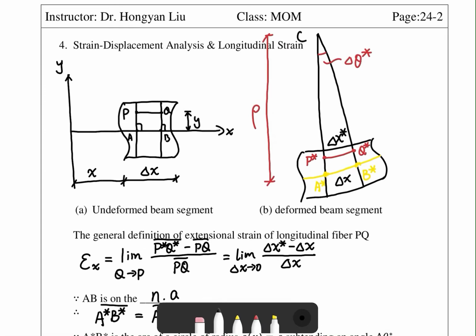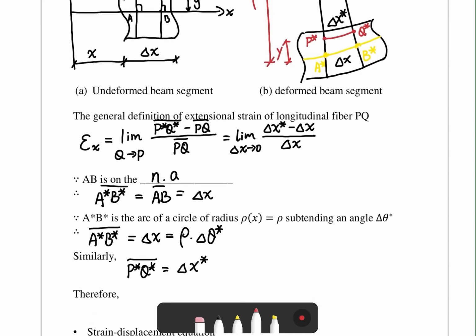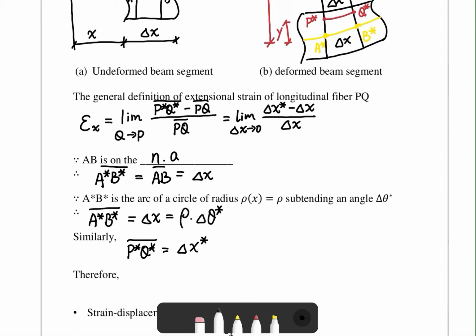So you can see there's no deformation, remember, in the y direction, which means this length doesn't change. It will still be y. So when we try to calculate delta x star here, we are going to use the radius. Now it will be rho minus y, and then we times the angle here.